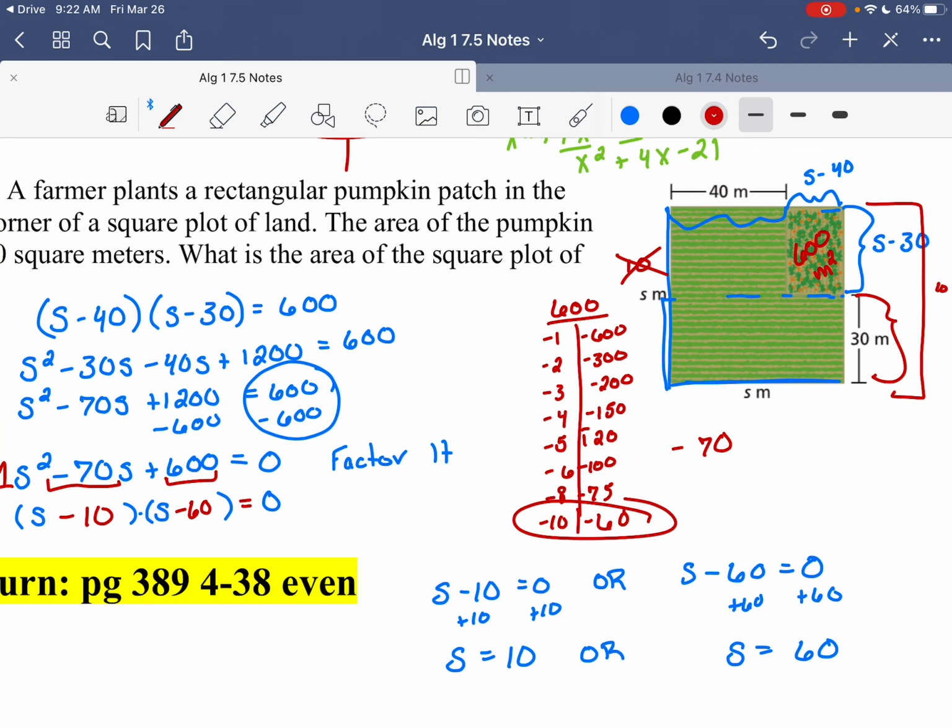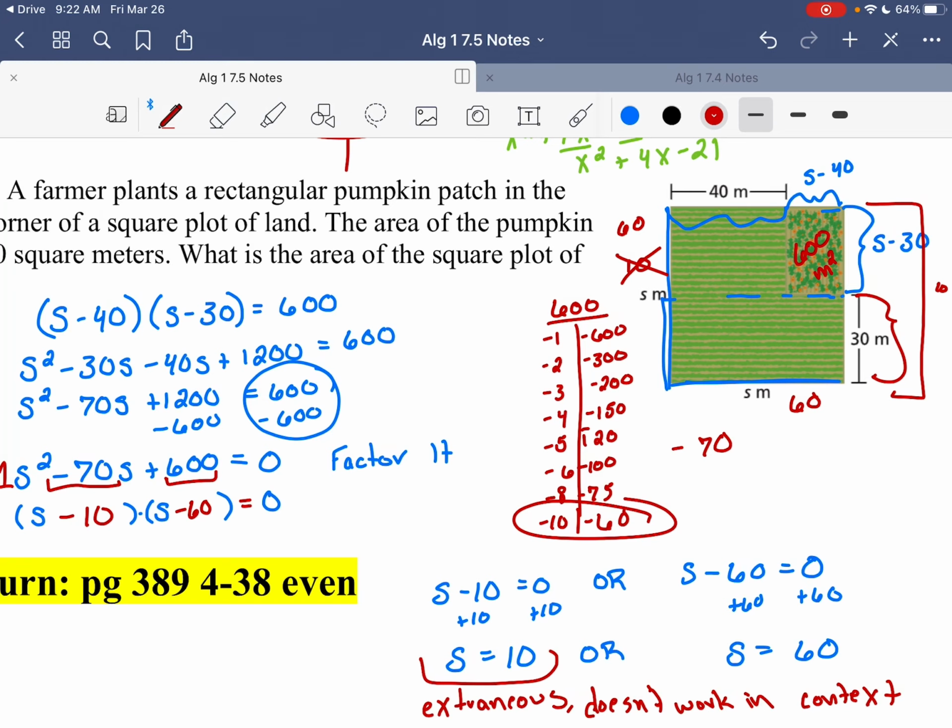Okay. So then it's going to have to be 60. This 10 is what we call, in this case, an extraneous solution, or one that doesn't work in context. Meaning in terms of this problem and it being the length of something, it just doesn't work. So it's always good to check your answers. So they'll both be 60.